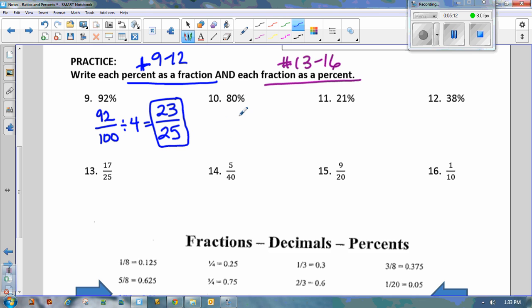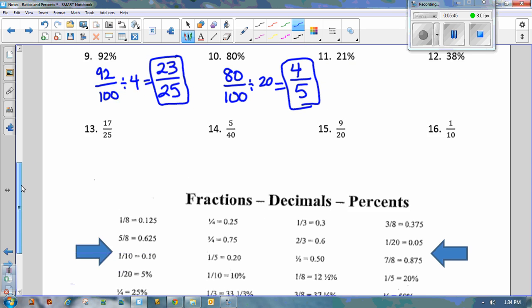We can look here at number 10. We have 80%, so drop our percent sign and write it over 100. 80 over 100 has the GCF of 20. 80 divided by 20 is 4. 100 divided by 20 is 5. And we're going to box that. 80% is equivalent to 4/5. Why don't you pause the video, take a minute, and change number 11 and number 12's percents to a fraction.